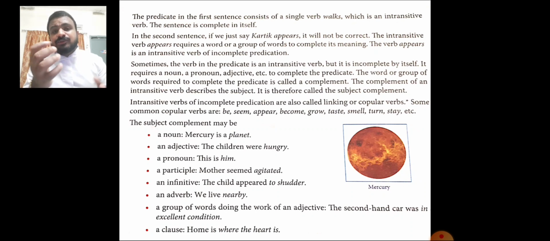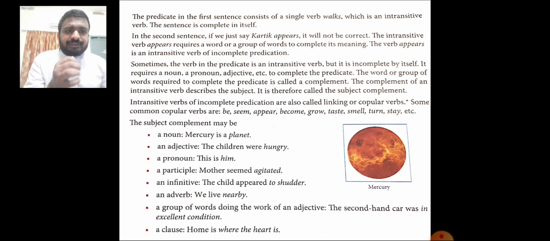And the most common copular or linking verbs are the forms of be, seem, appear, become, grow, taste, smell, turn, stay, etc. And this subject complement can be a noun. For example, Mercury is a planet. There is the verb, and if we say Mercury is, the sentence is incomplete. So we add a planet, that is a noun.